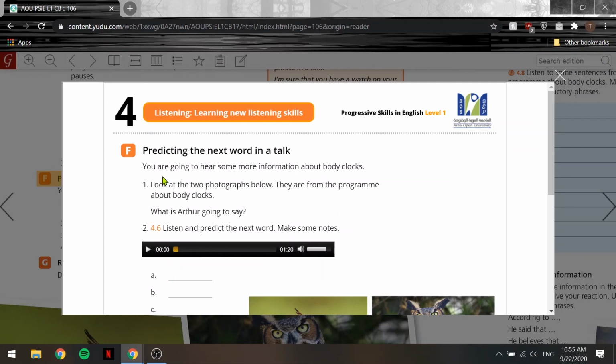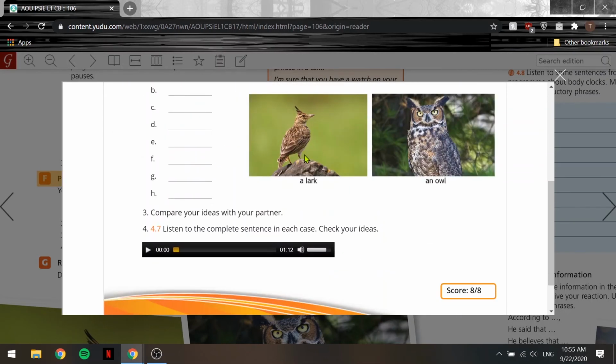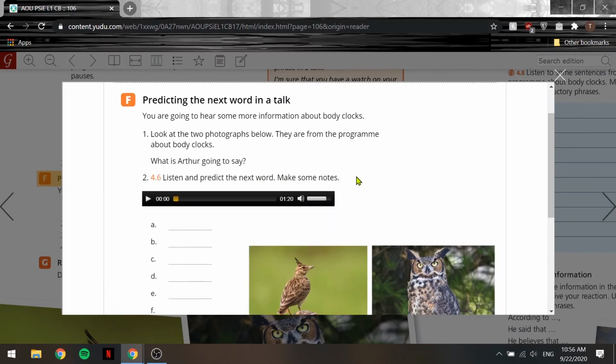Look at the 2 photographs below. They're from the program about body clocks. What is Arthur going to say? Listen and predict the next word and make some notes. Okay, so right off the bat, just looking at the pictures, we have a lark and an owl. And these two are very different creatures, obviously, because an owl stays up all night while a lark stays up all day. So when we're talking about body clocks, this means that we have 2 types of people: those that like to stay up at night and sleep through the day, and the opposite, the people which are considered normal, the ones that sleep at night and wake up during the day. Okay, so we're gonna listen first, and we're gonna be predicting the words as we go.